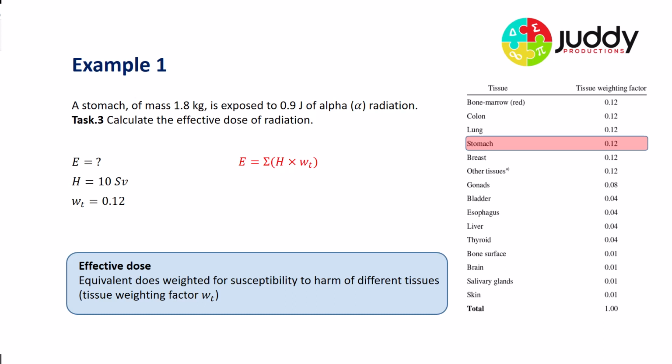So in this case, it's just a case of 10 sieverts, that is the equivalent radiation, multiplied by a tissue weighting factor of 0.12, representing 12%. And that gives us a value of 1.2 sieverts. So effectively, of the 10 sieverts from the equivalent dose of radiation, only 1.2 of it is impacting upon the stomach.